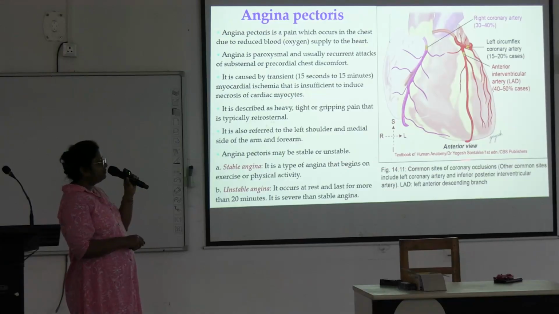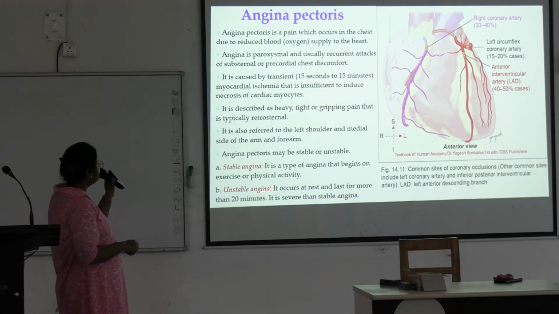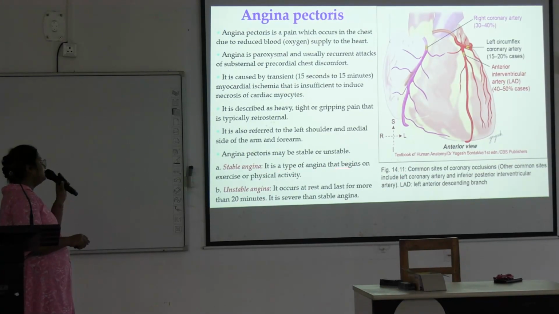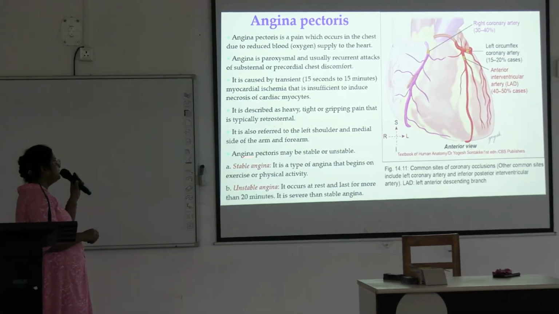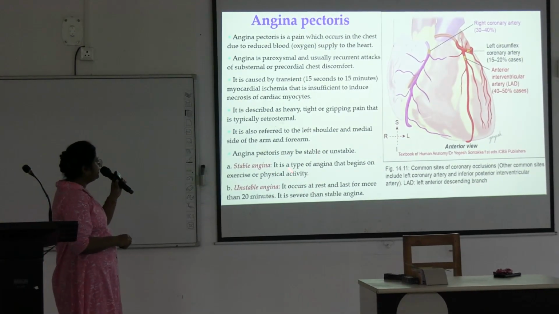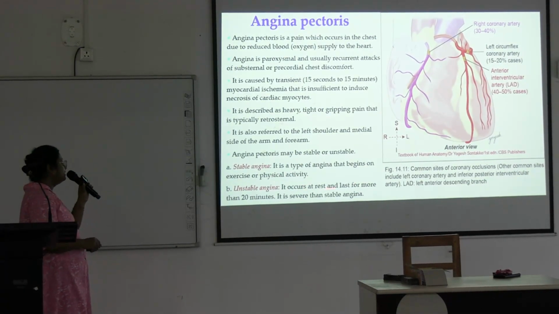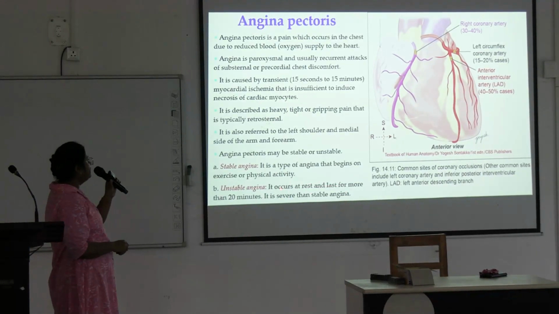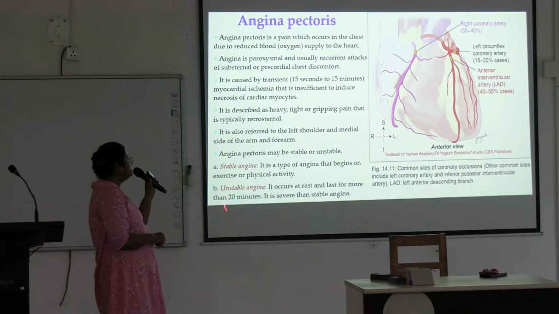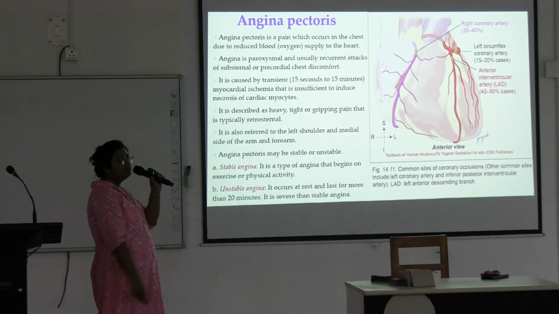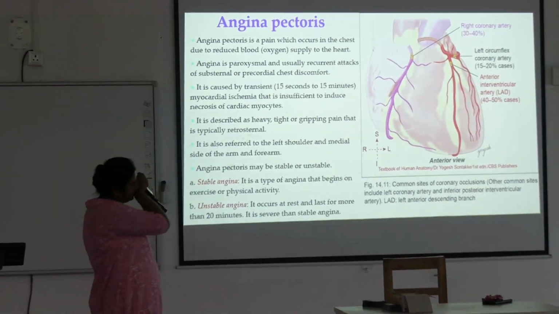Angina pectoris can be stable angina or unstable angina. Stable angina begins on exercise or physical activity. Unstable angina occurs at rest and lasts for more than 20 minutes. It is more severe than stable angina. Okay. Next.